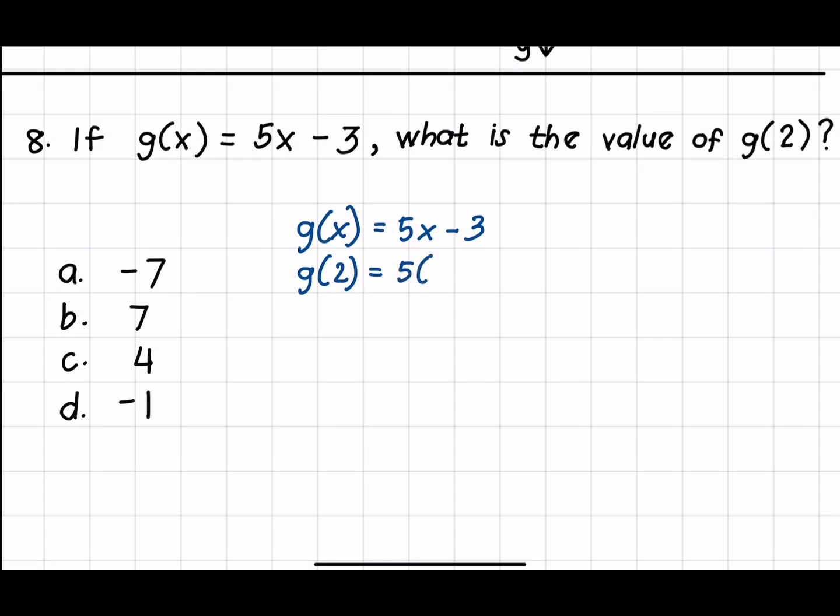So we have 5 times 2 minus 3. And 5 times 2 is 10, minus 3 is 7. So the value of g of 2 is 7, which is letter B.